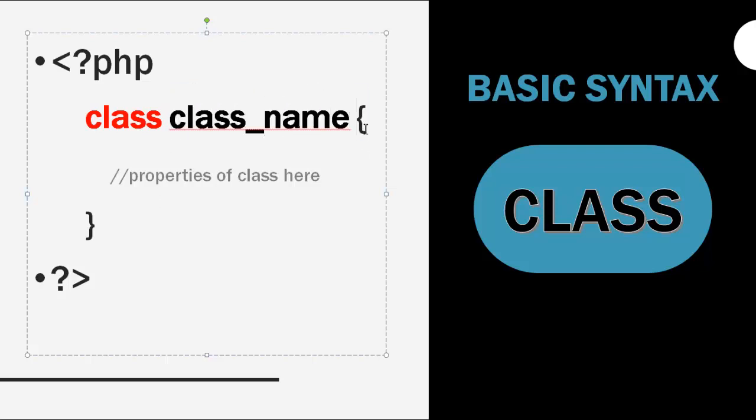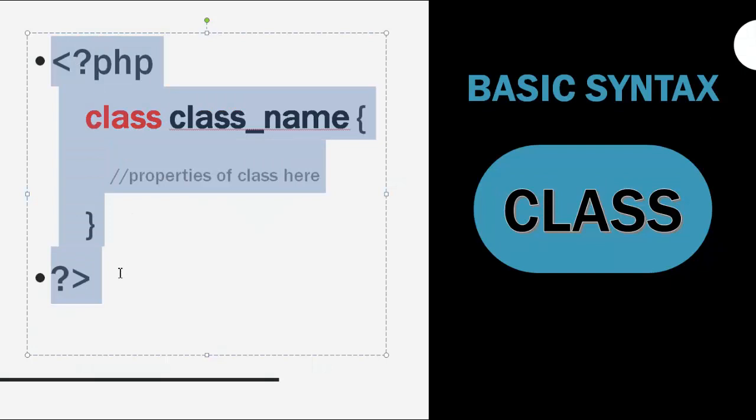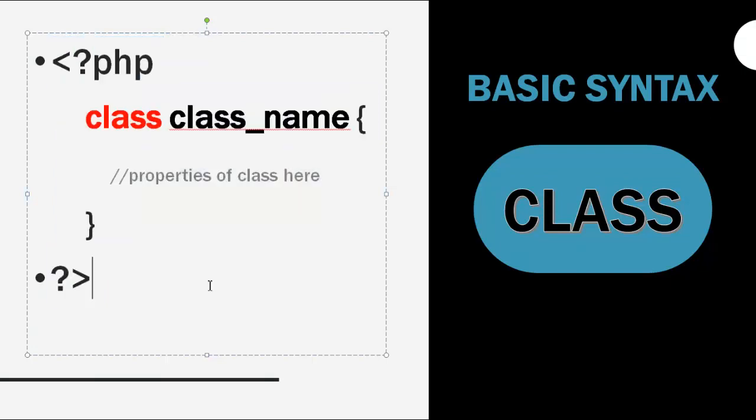After that there will be braces, an opening brace and a closing brace, and under that there will be the properties of our class. We will see the properties of the class in our next part, because in the next part we will start our practical part, and we will cover everything about the class there. That's why I made the videos in parts. This is just a reminder of the basic syntax of the class, and we will also see how to create an object of a class.